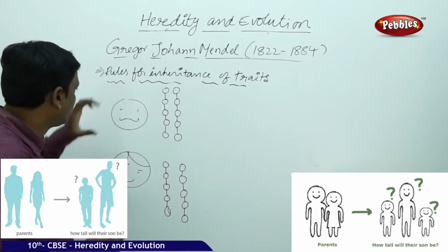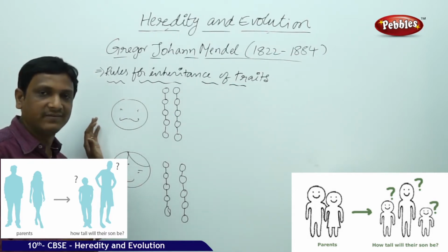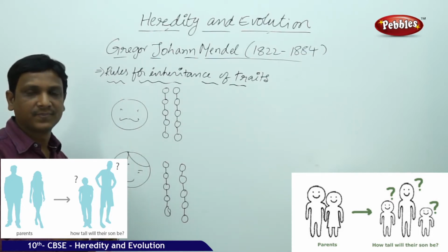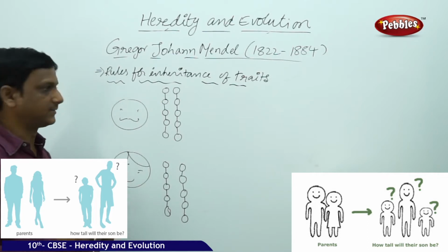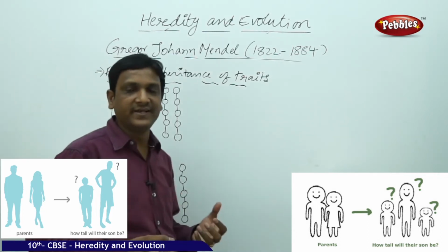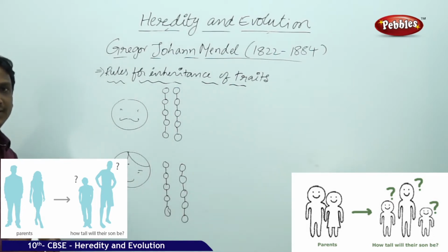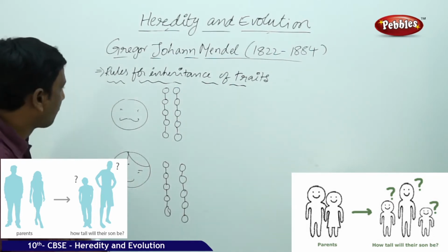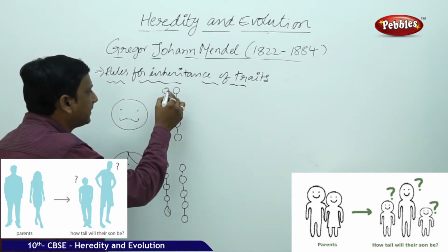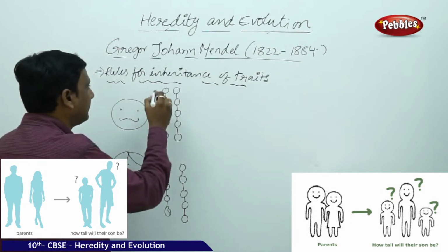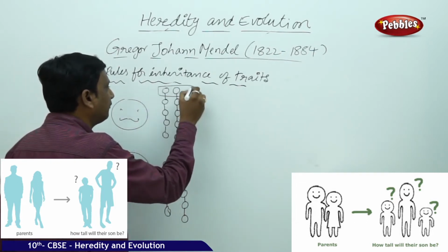We already discussed that every organism has two sets of chromosomes, two sets of genes that represent each character. Each trait is expressed by a gene, which is a part of a DNA. In man, in his cell, he has a pair of genes responsible for one character, say for example height, that means the height of the person.